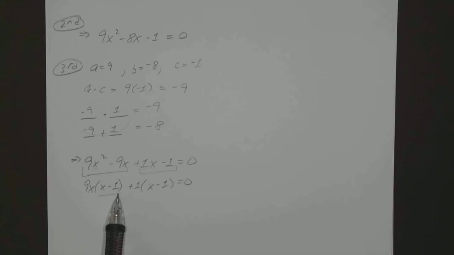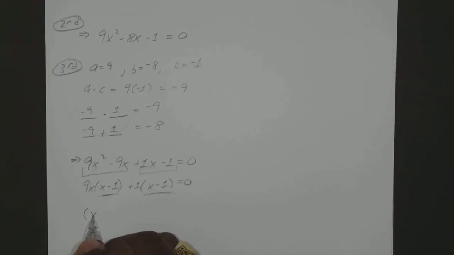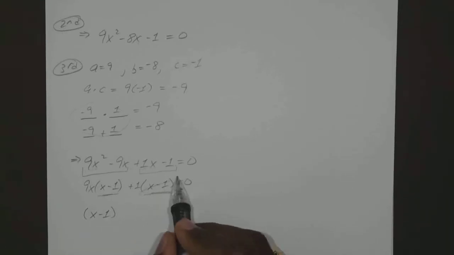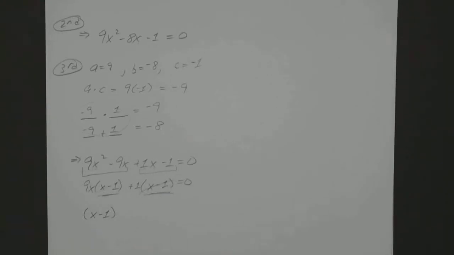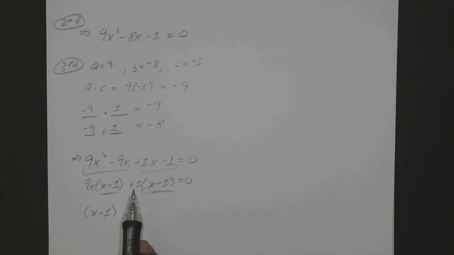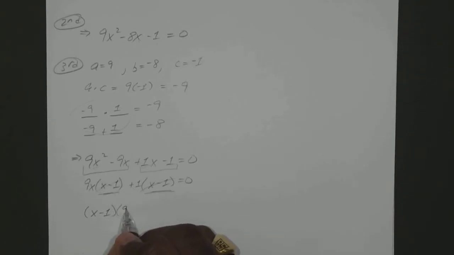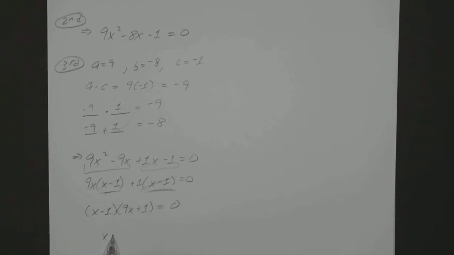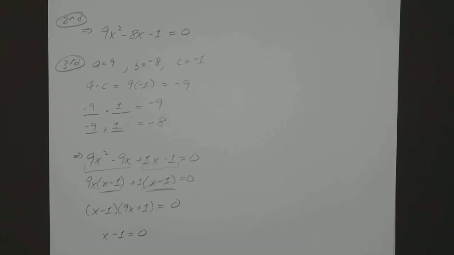Okay, so we have our common binomial, so we go ahead and factor that out. So we have x minus 1, and you can go ahead and draw a line through that once you do. Then what's left goes in the other parentheses. So we have 9x plus 1 equals 0. Okay. So you have it factored out. You just set both of them equal to 0. So x minus 1 will equal 0, or 9x plus 1 equals 0.